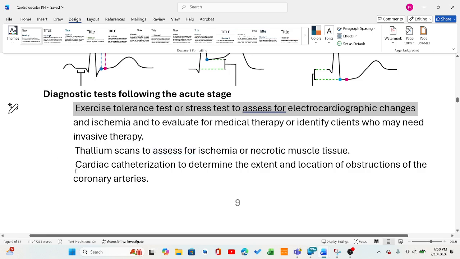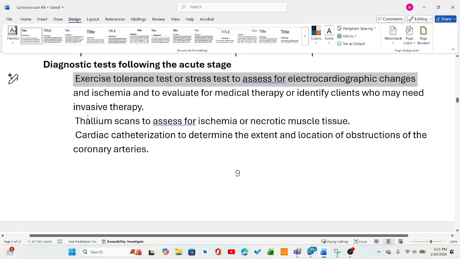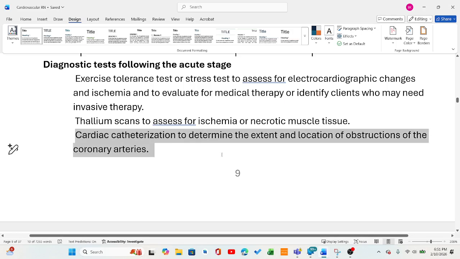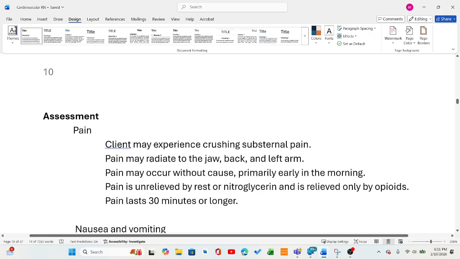So sometimes we don't just jump into going into the cardiac lab. The doctor can rule out some things easily. One of the things that the doctor can do is what is called the thallium scan to assess if we have any ischemia or when there is any tissue damage. So when it is necrotic, for MI, it can pick it up easily. So thallium scan is one of them. Then the other one, which is more invasive, is the cardiac catheterization. So this will let us know exactly how to prepare the patient for going to the cardiac lab, and when they come back, we also know what to do with the patient.